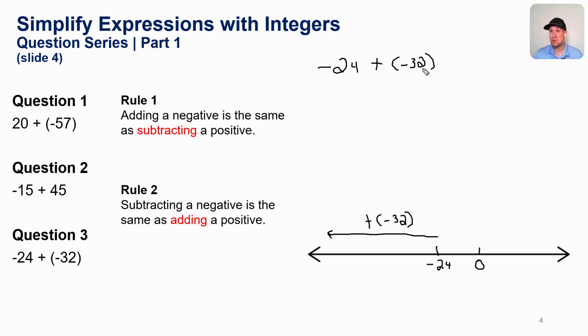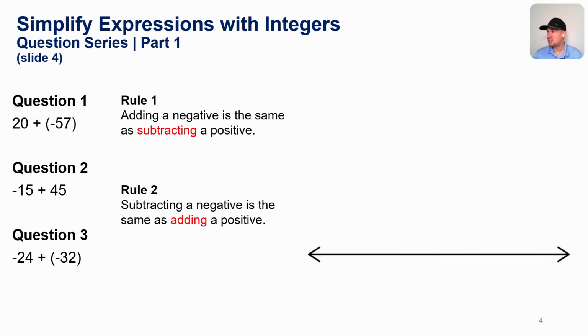So if I think about it, 24 plus 32 is then 56 here. And it's in the negatives. So I end up at negative 56 as my result. Okay, so that's this question series.